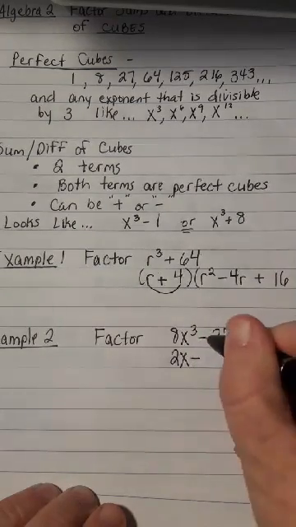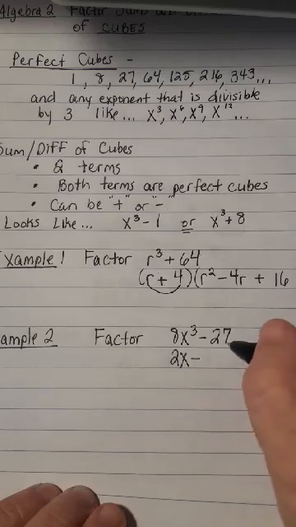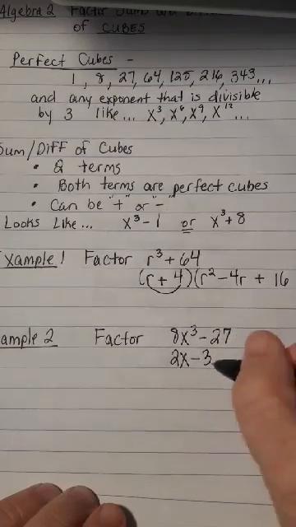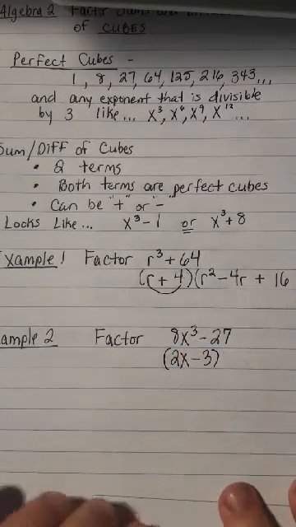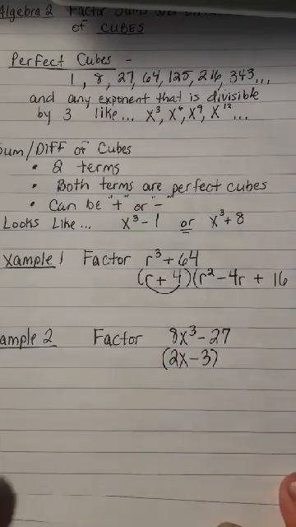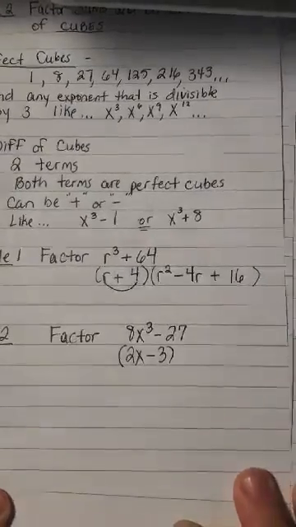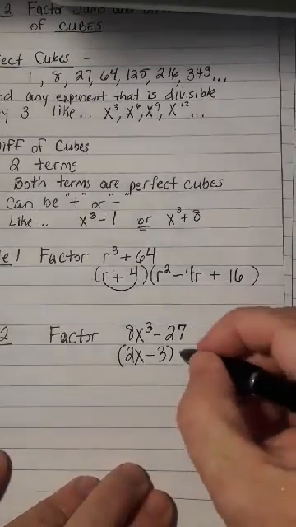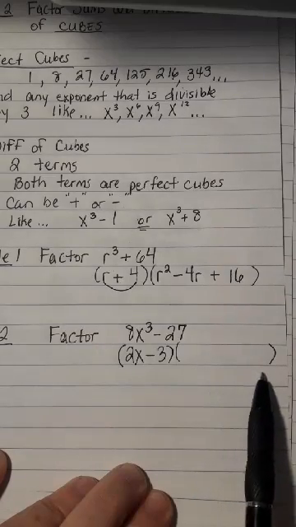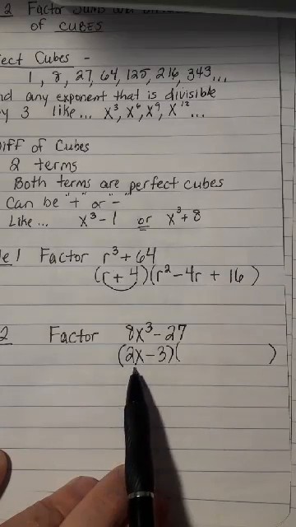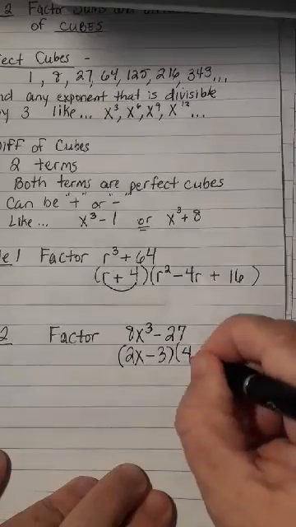And then use this sign, minus. Take the cube root of 27, which is 3, because 3 times 3 times 3 is 27. And that is going to be your first parentheses, your binomial. Now remember, once you have that, you put a trinomial behind it. To get the trinomial, you're going to take this first term and square it. 2x times 2x, which is 4x to the second.